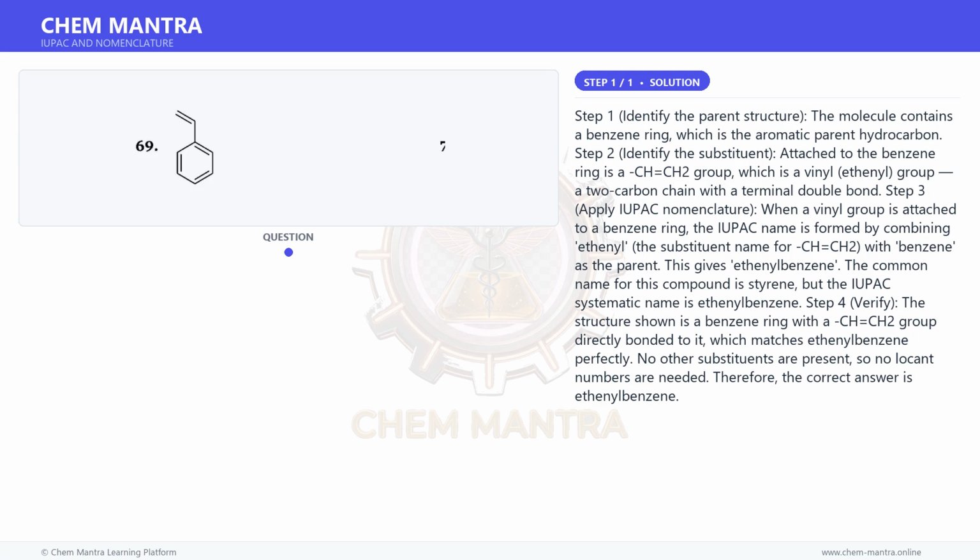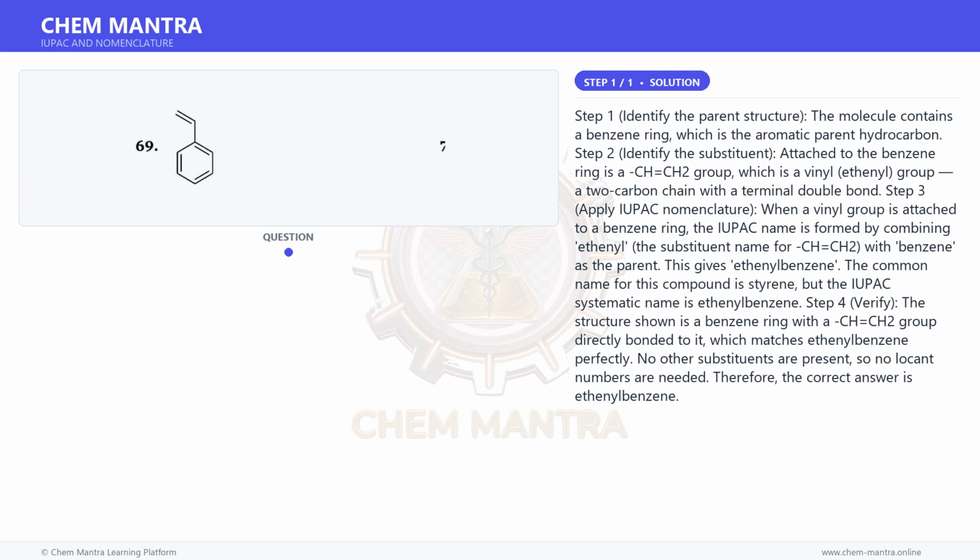Step 3. Apply IUPAC nomenclature. When a vinyl group is attached to a benzene ring, the IUPAC name is formed by combining ethenyl, the substituent name for CH=CH2, with benzene as the parent. This gives ethenylbenzene. The common name for this compound is styrene, but the IUPAC systematic name is ethenylbenzene.